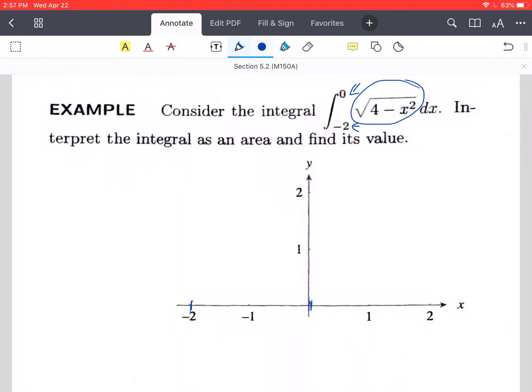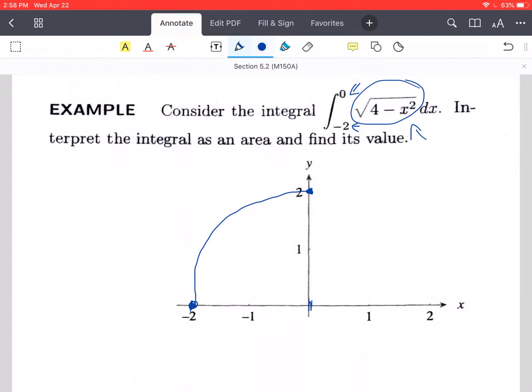Alright, so let's just plug in a couple points. So plug in -2 into here. You're going to get 4 minus 4 is 0, square root of 0 is 0. So there's a point right there. And then plug in 0. You get 4 minus 0 is 4, square root of 4 is 2. So that's going to be right up here. And if you were to find other points in between, you would get a shape that looks kind of like, oops, let me round that a bit more. Something like that.